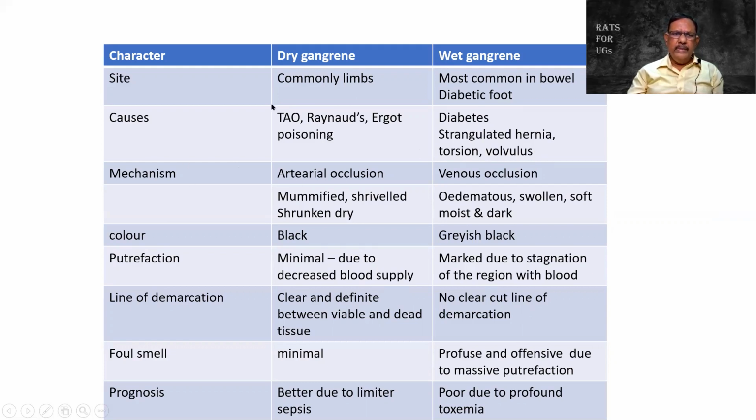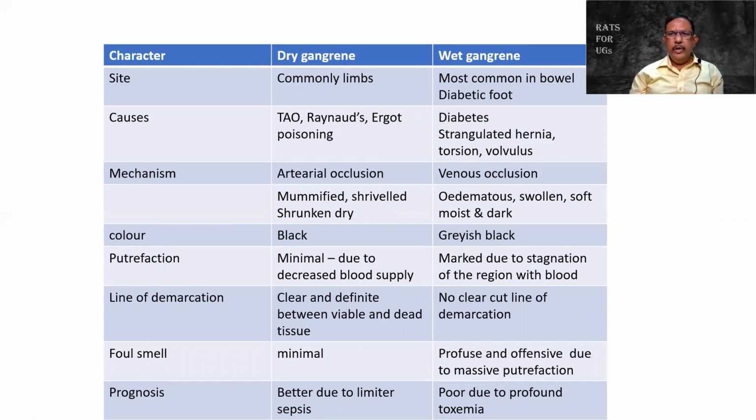The mechanism is, here there is an arterial occlusion, whereas here there is a venous occlusion. Color, both of them are black. In a wet gangrene, it will be more grayish black, whereas here it is black and it is mummified, shriveled, dry. That is what I showed you in one of the first slides. There is a fold on the skin. That is what we call shriveled.